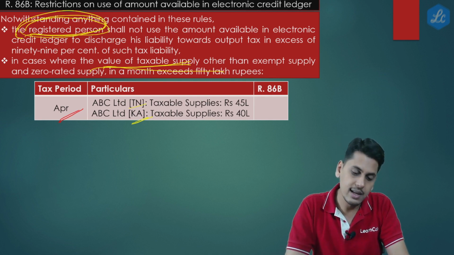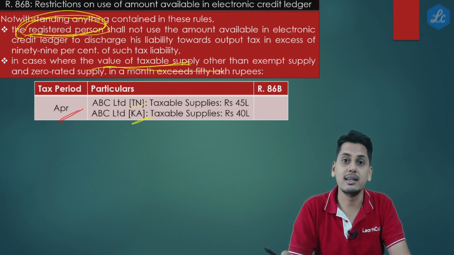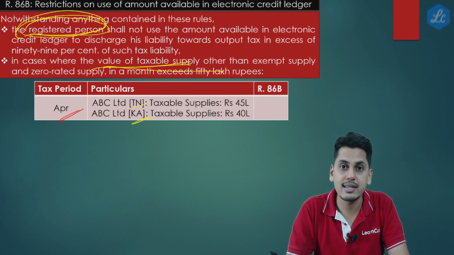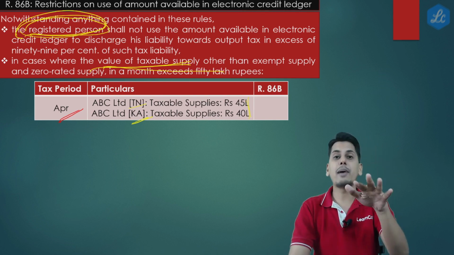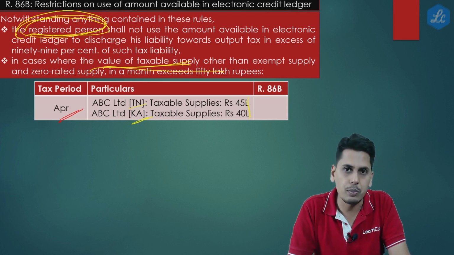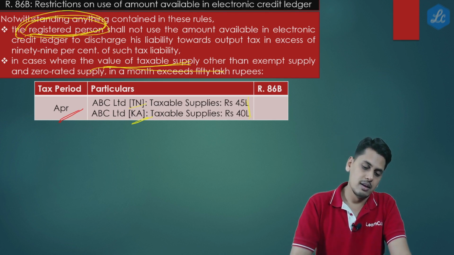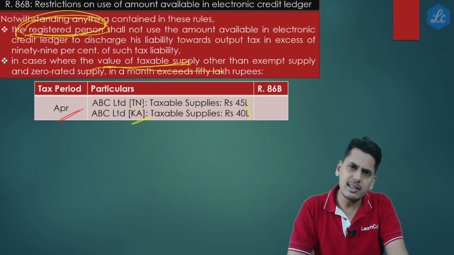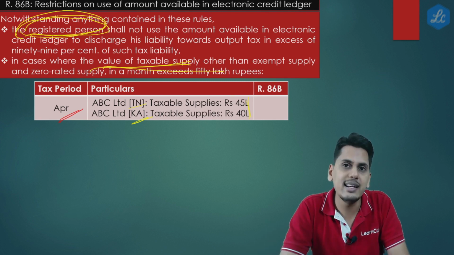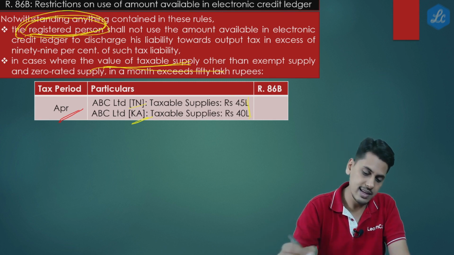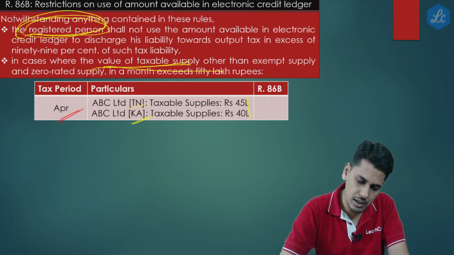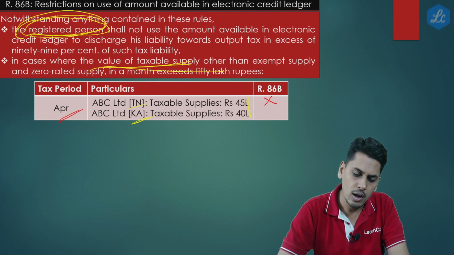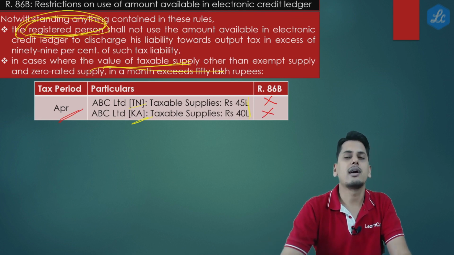So therefore friends, this limit of 50 lakh rupees needs to be looked at GSTIN wise and not PAN wise. Although this person, ABC Limited, PAN based turnover crosses 50 lakh rupees, but friends, GSTIN's turnover for this particular tax period doesn't exceed 50 lakh rupees. So therefore friends, 86B is not applicable. 86B is not applicable, neither in Tamil Nadu nor in Karnataka.